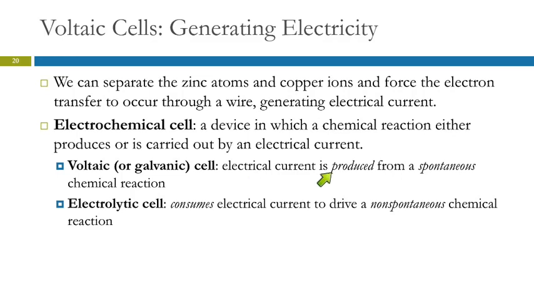A voltaic or galvanic cell, those are just 2 words for the same thing, is one in which electrical current is produced. This happens spontaneously. A battery is a type of voltaic cell. An electrolytic cell is one that consumes electrical current to drive a non-spontaneous reaction. So with electrolytic, you have to put energy into it, making a non-spontaneous reaction happen. A voltaic cell, it'll happen by itself.